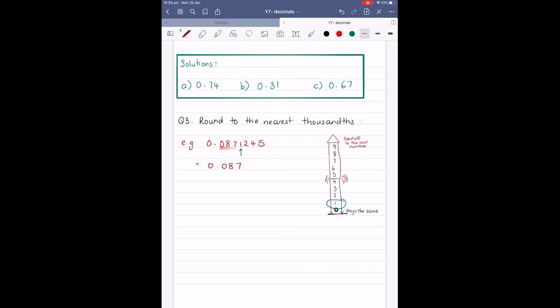I'm going to do one more example. Let's say we do this one: 25.3759. Same thing. Tenths, hundredths, thousandths. The next number is a number 9, big enough to blast off to the next number. 375 now goes to the next number, which is 376.